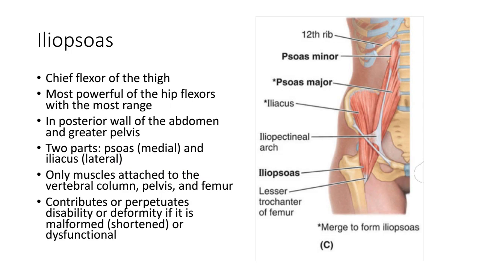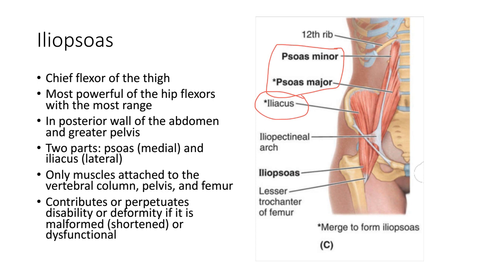The iliopsoas is the chief flexor of the thigh. It is the most powerful of the hip flexors with the most range. You find the iliopsoas in the posterior wall of the abdomen and the greater pelvis. There are two parts to the iliopsoas: the psoas part that's medial, and the iliacus, which is lateral. The iliopsoas is the only muscle that's attached to the vertebral column, the pelvis, and the femur.